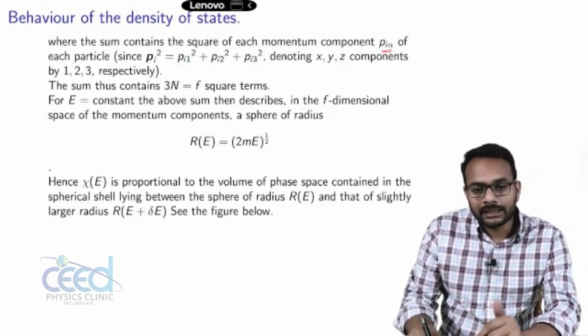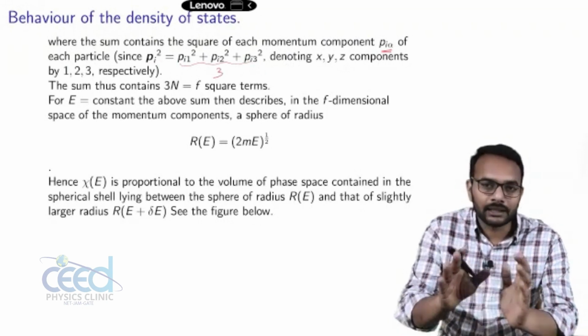There are 3 terms. For each particle we need 3 momentum components, right?